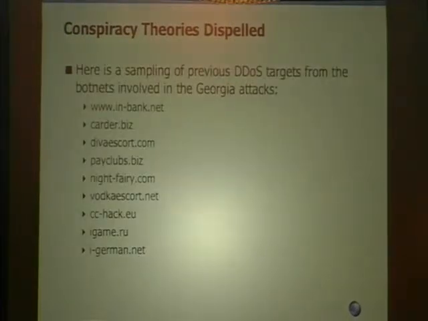So this is an example list of some of the other websites that different DDoS attacks had gone for from some of the botnets. They're attacking banking websites, escort websites, gaming websites, credit card hacking sites, a lot of different ones. So it doesn't really fit in the groove of attacking only government websites or only Georgian websites or things along those lines.